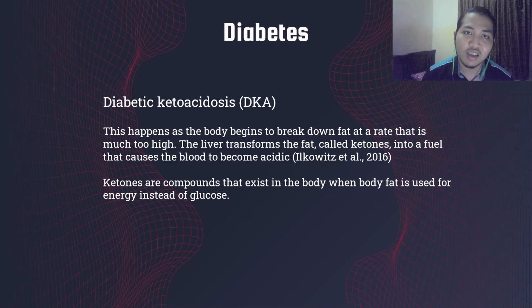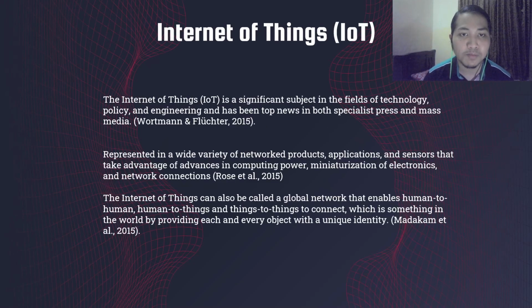So, diabetic ketoacidosis happens as the body begins to break down fat at a rate that is much too high. The liver transforms the fat into what are called ketones, a fuel that causes the blood to become acidic. If the fat transforms into ketones, our body will also excrete acetone, which is through our breath. Ketones are compounds that exist in the body when body fat is used for energy instead of glucose.